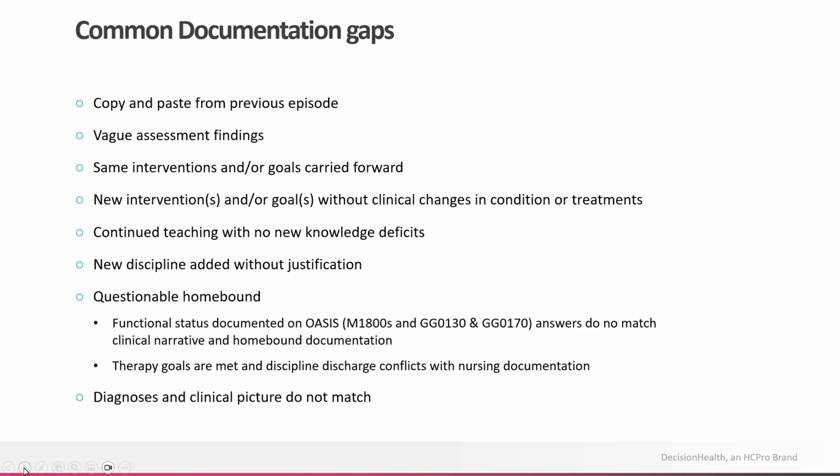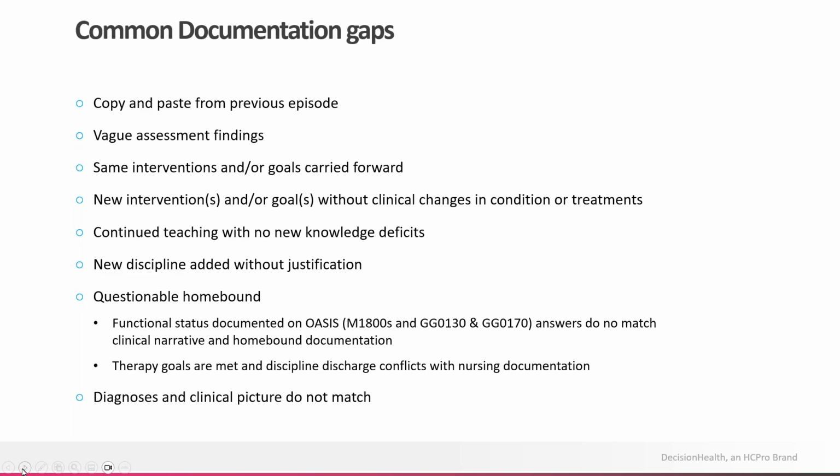When you're talking about homebound, so functional status answered in the OASIS, when you're talking about the M1800s and the GG0130s and 0170s, if that doesn't match the clinical narrative and homebound documentation, here's an example. We see where the patient's able to walk 50 feet with 2 turns or 150 feet with their walker and standby assistance. That's how you're documenting it in the OASIS. But the homebound narrative says the patient has to sit and rest when ambulating more than 20 feet due to shortness of breath. Those two things don't go together.